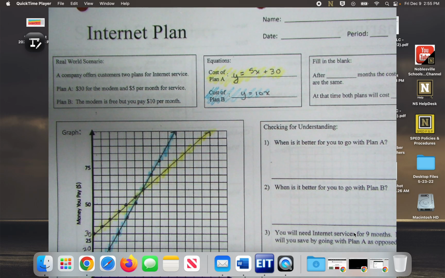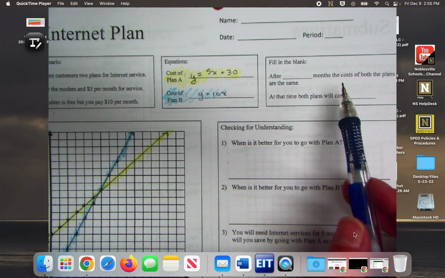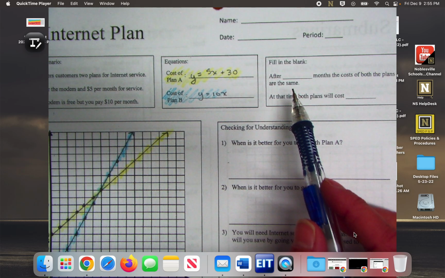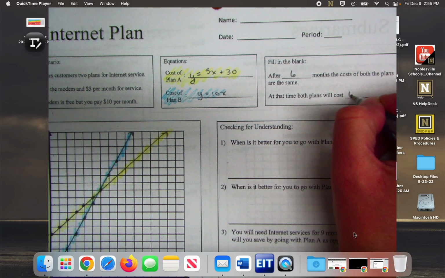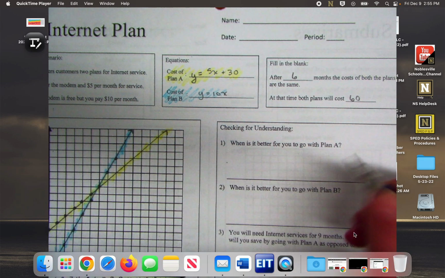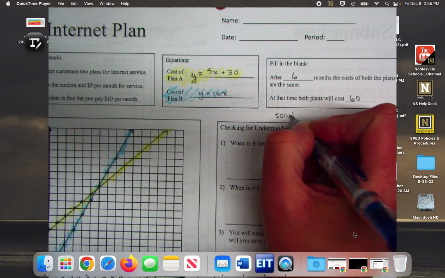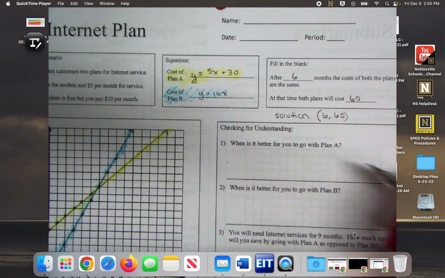So then I'm going to answer the question, after how many months do they cost the same amount? When do they cost the same amount? Cohen? 6. And what will it cost? $60. So my solution is the ordered pair (6, 60).